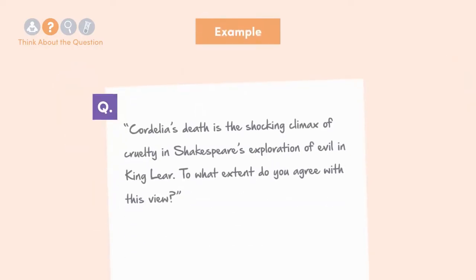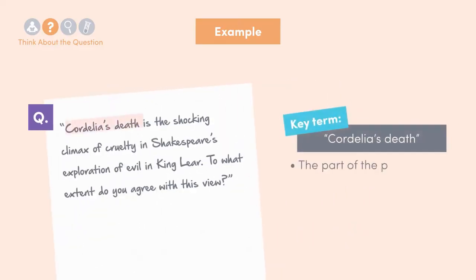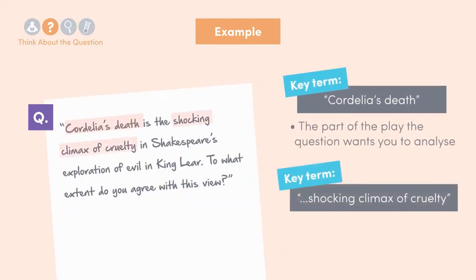Cordelia's death is the shocking climax of cruelty in Shakespeare's exploration of evil in King Lear. To what extent do you agree with this view? The key terms are Cordelia's death. That's the part of the play the question wants you to analyse. Shocking climax of cruelty is another. This is a phrase that you must keep addressing in your answer.